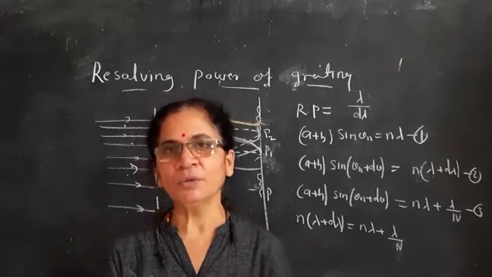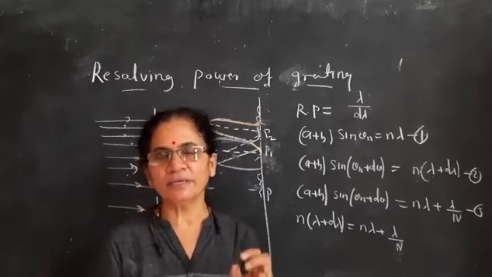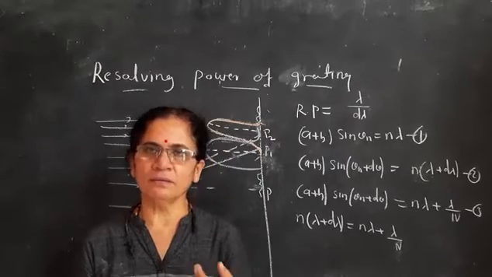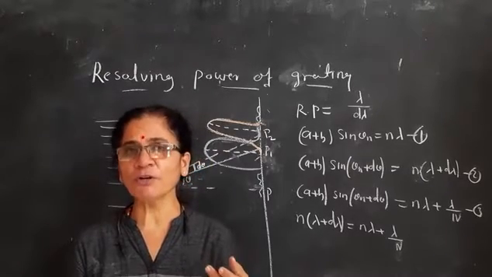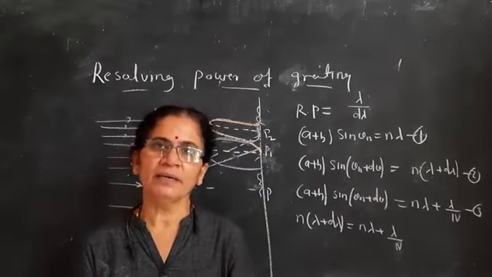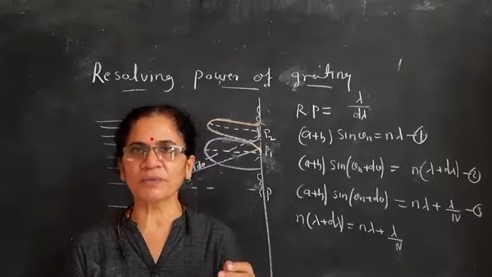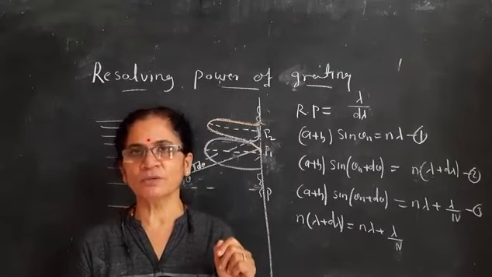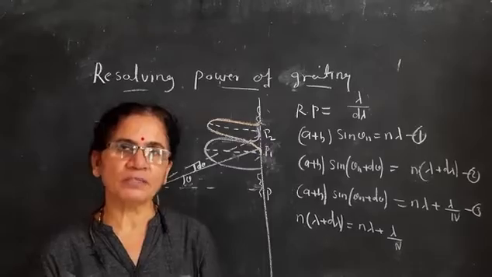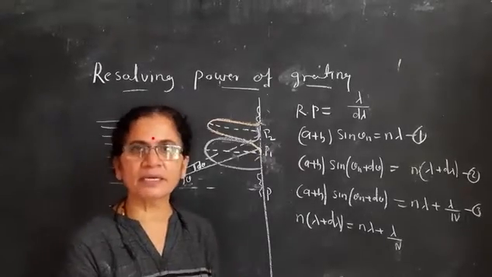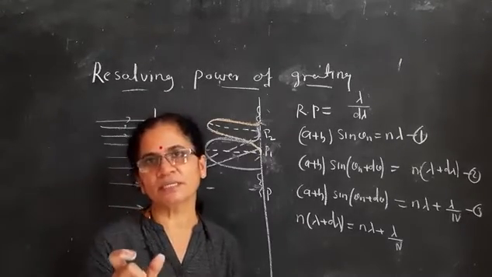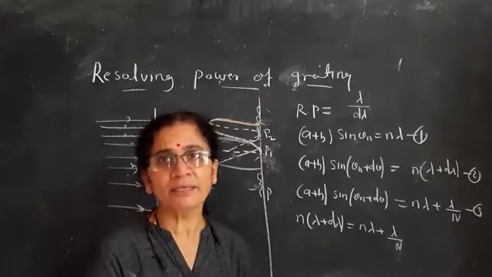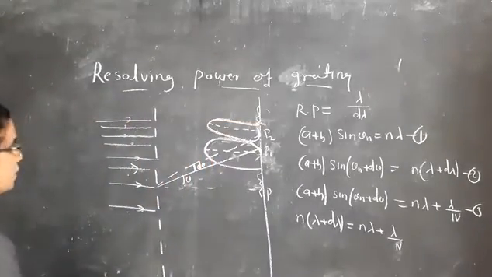Okay, and then I told you in the actual online lecture what is the resolving power of any optical instrument, and what is Rayleigh's criteria of resolution. That's what is required when we understand the resolving power of a grating. So what is Rayleigh's criteria of resolution?